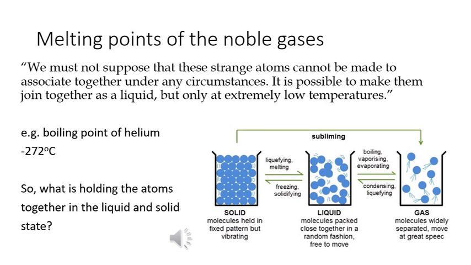So, even though these are monatomic gases, they don't form chemical bonds. It's possible to join them together as a liquid. So what is holding the atoms together in the liquid and solid state? That's a question that we're going to look at over the next few slides.